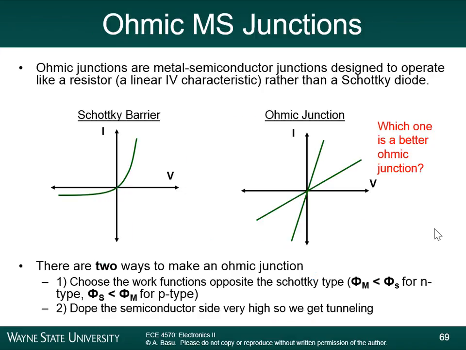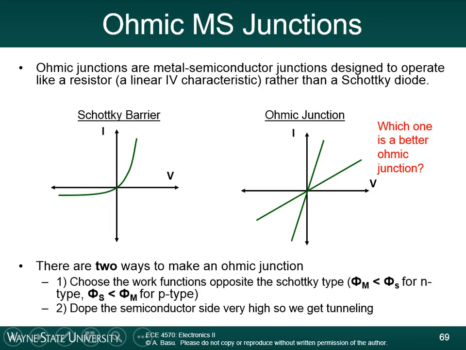Next, ohmic junctions. As I mentioned, if you put a metal on a semiconductor, in some cases maybe you want a diode-like characteristic, but in a lot of cases when we're just testing semiconductors, we would like to have an ohmic junction. When we make a contact to the semiconductor, we would like to have a linear IV characteristic rather than this nonlinear barrier type relationship where we only allow current in one direction.